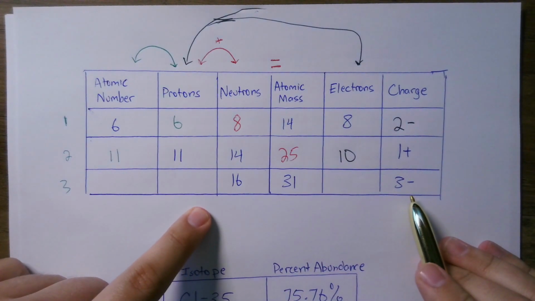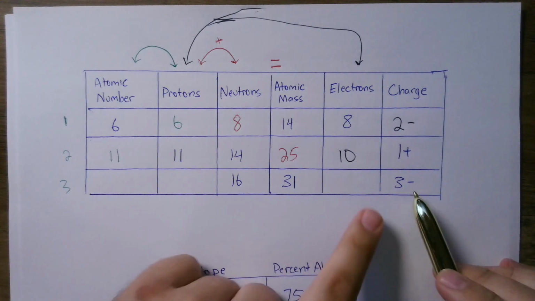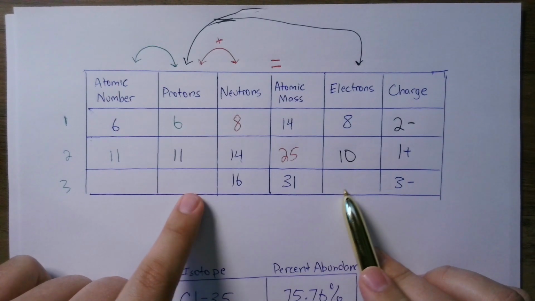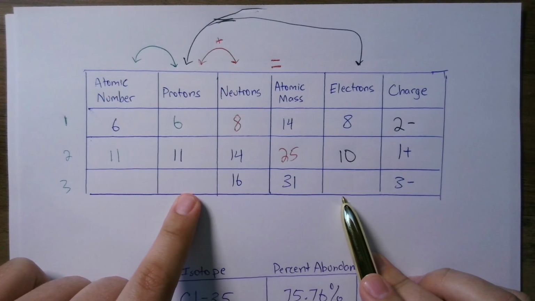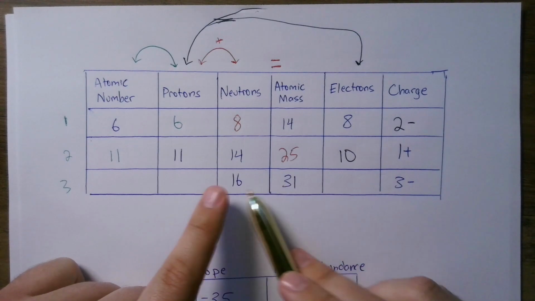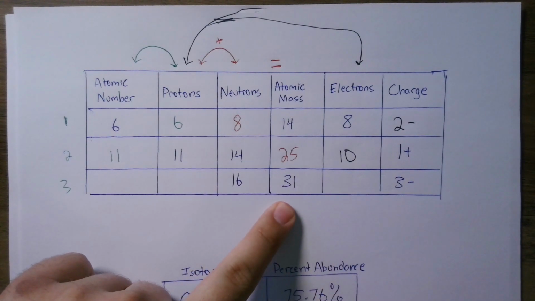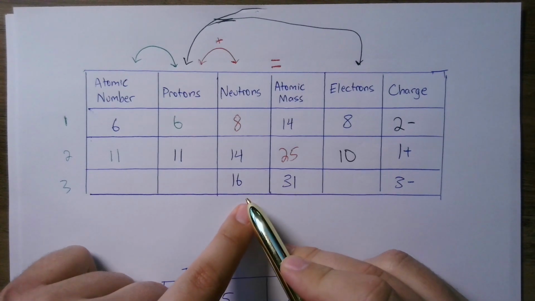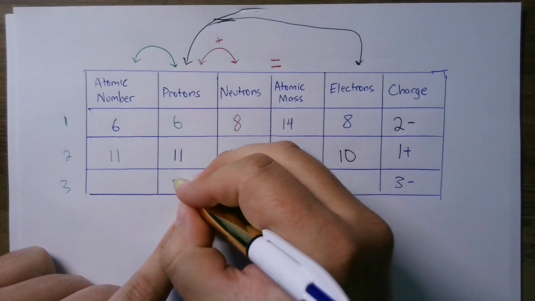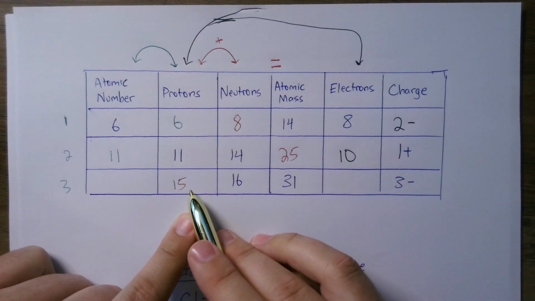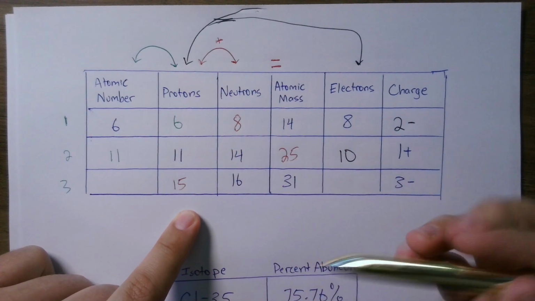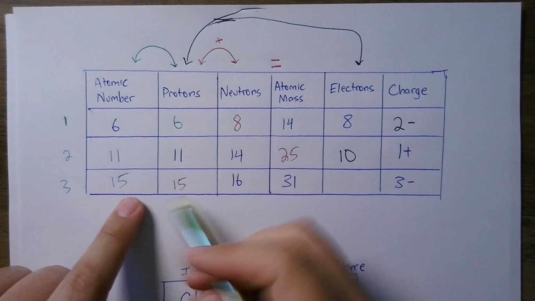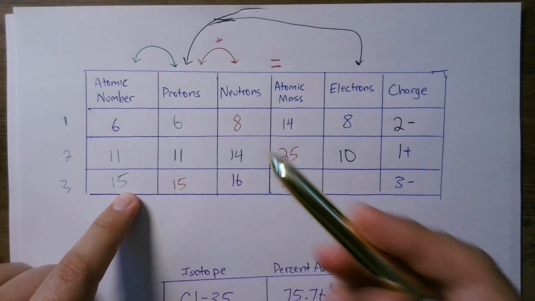In this last example, I kind of started you off backwards. So kind of thinking over here, charge, you need to know about your protons and electrons. I don't have either of those yet, so I have to come back to that. Here in the middle, neutrons and atomic mass, I might be able to figure something out. Mass is protons and neutrons together. I have the mass, I have the neutrons, so I can guess at the protons being 15. 15 plus 16 gives you 31. I can also fill in, since I have 15 protons, my atomic number must be 15 as well. These two columns will always be the same.